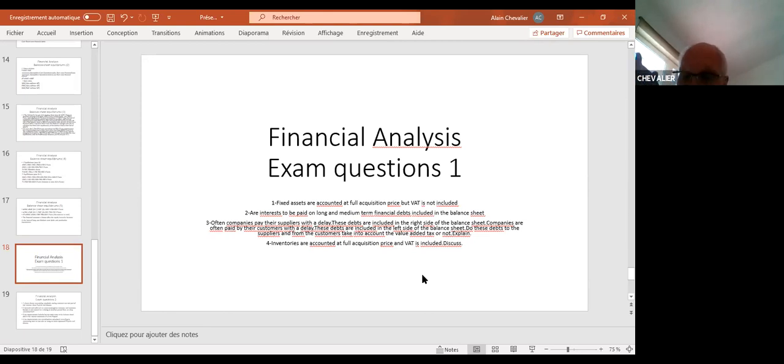These amounts are not included with VAT. They are taken into account without VAT, always. There's no exception for inventories. But are they accounted at full acquisition price, which is another question? The answer is yes. And full acquisition price is a price which is on the invoice without VAT. So be careful, because in these tricky questions, you have a yes and a no. It's yes, I agree.